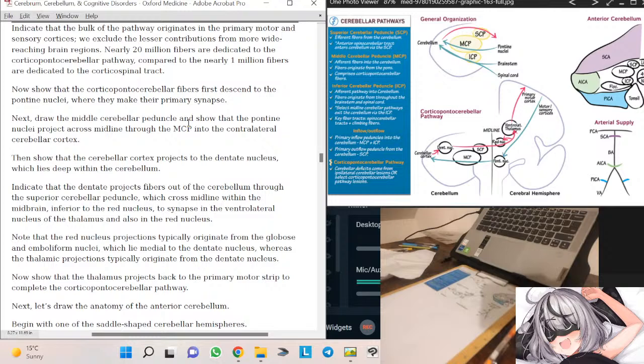Nearly 20 million fibers are dedicated to the corticopontocerebellar pathway, compared to nearly 1 million fibers dedicated to the corticospinal tract. Now show that the corticopontocerebellar fibers first descend to the pontine nuclei, where they make their primary synapse.